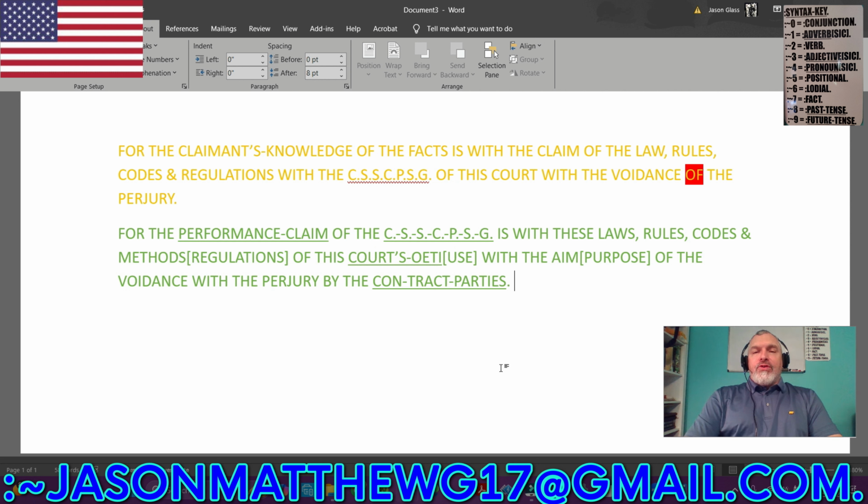So what's possessing the aim? The court's use, the court's usage. This court, the four corners of the document. The aim is no perjury. What is concerned with this court's usage? What's that concerned with? The laws, rules, codes, and methods that it's using. What's possessing those laws, rules, codes, and methods? The correct sentence structure, communication, parsing, syntax, grammar. And what is the authority of that? The performance claim, by the performance claim. The performance. We are performing correct sentence structure. We are avoiding the perjury. Period. End of story.